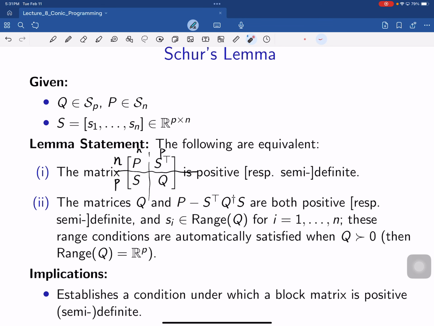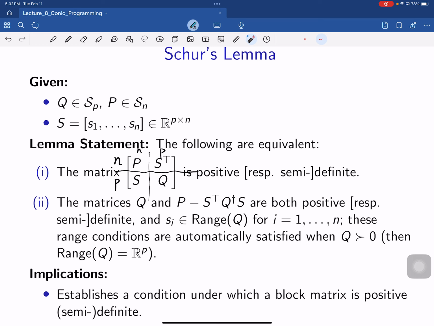How do you check this matrix is positive? Let's restrict ourselves to positive semi-definite. This lemma says that instead of checking that this matrix is positive semi-definite, you can check the following easier condition. So what is the second condition? Matrix Q is positive semi-definite. Of course, Q is part of the principal minors, so it has to be PSD. And then the other condition is less trivial. It says P minus S transpose Q pseudo-inverse S has to be positive semi-definite. So you can decompose the PSD property of a big matrix into PSD properties of two smaller matrices. That's what this theorem is essentially about.